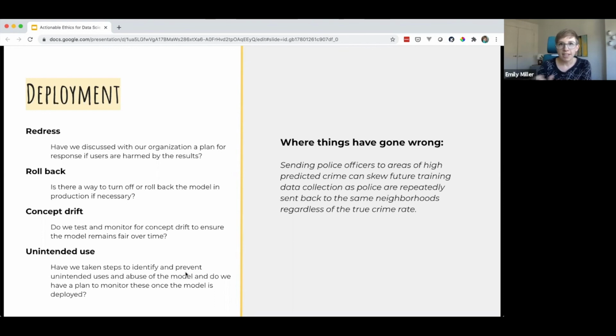But we've lost the comparison that says, is there more crime where the police officers went compared to where they didn't go? And so now we have model decisions that are impacting the future data that is fed into the model. And that's where we get this feedback loop that repeatedly sends police officers back to the same neighborhoods, regardless of the true crime rate.